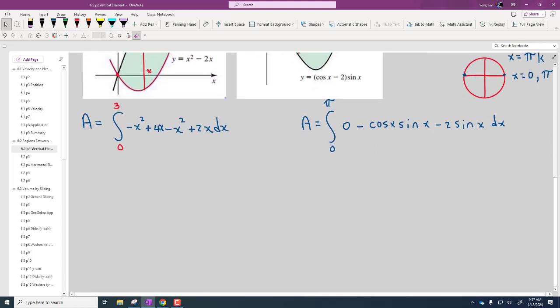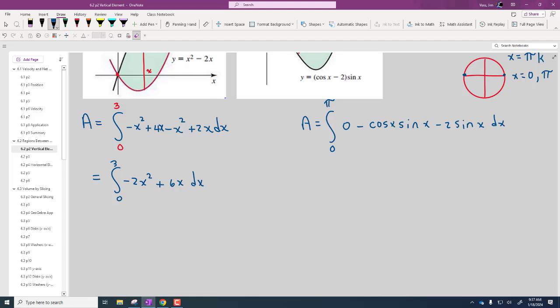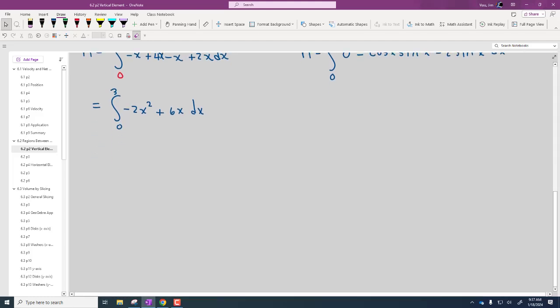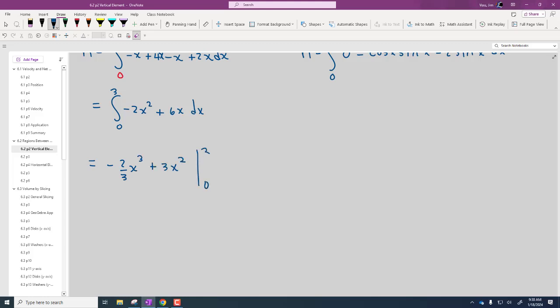Okay, so now we have to integrate these two things. Let's do the one on the left first. The one on the left is very straightforward. We can combine some like terms and then integrate. Maybe we should write out those combined terms first. So we're going to have negative 2x squared plus 6x dx. Power rule, anytime we have polynomials, we just use the power rule. So we'll get negative 2/3 x cubed plus 3x squared from 0 to 3. And this will give us negative 18 plus 27, so I think we get a 9.